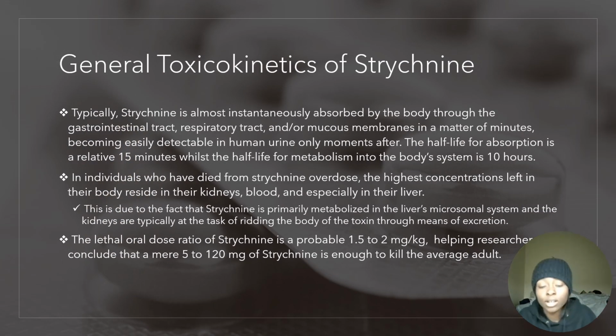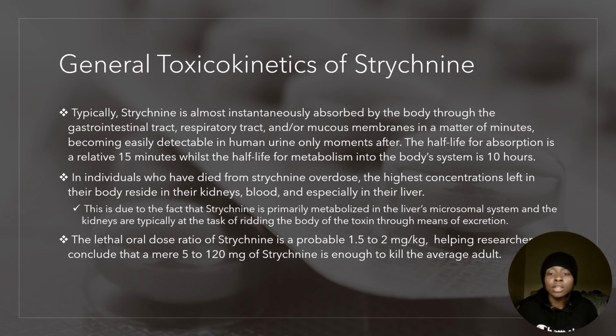The general kinetics of strychnine: almost instantaneously, strychnine is absorbed by the body through the gastrointestinal tract, respiratory tract, and or the mucous membranes. This all happens in a matter of minutes, becoming very obvious and easily detectable in human urine right after it's ingested. The half-life for absorption is a relative 15 minutes, whilst the half-life for metabolism in the body is 10 hours. Individuals who have died from strychnine overdose have a very high concentration left over in three different areas: kidneys, blood, and their liver, especially.